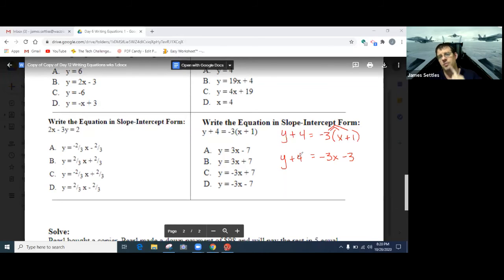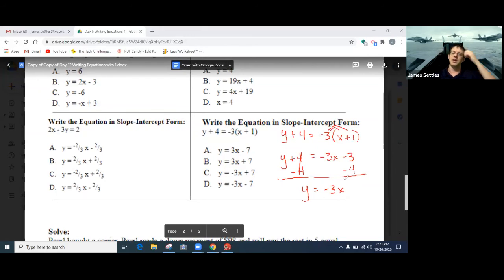And then we got one more step, and that is we got to get y by itself. So we're going to minus this 4. Now, where do I minus it? Well, it doesn't have a letter, so it's got to be combined with the other constant. And so we're going to get rid of that, and we got y equals -3x.